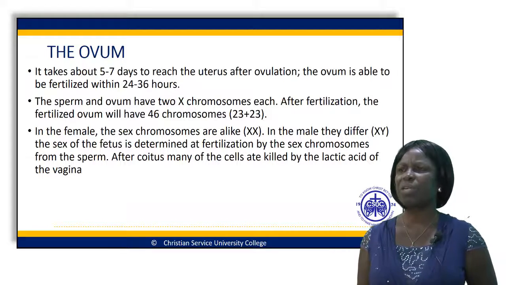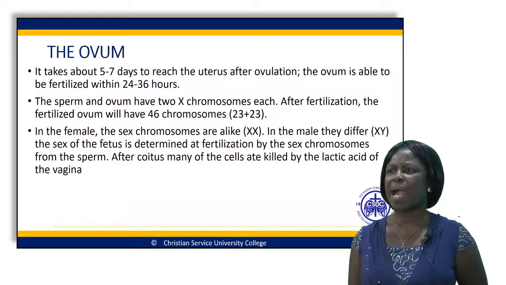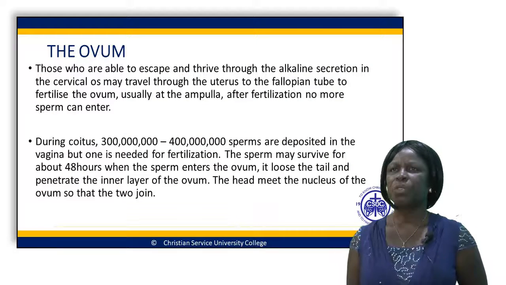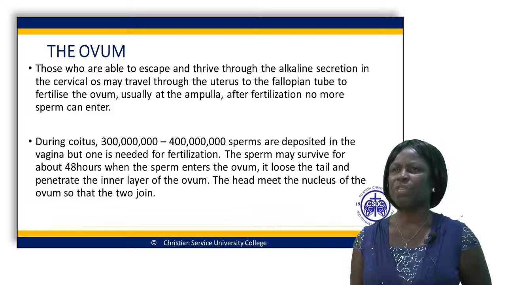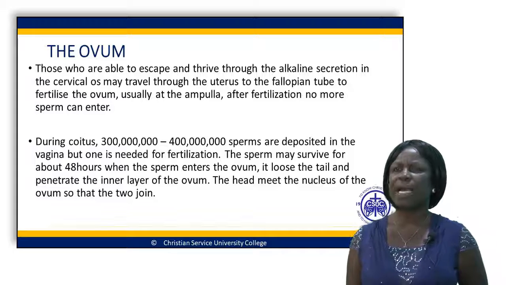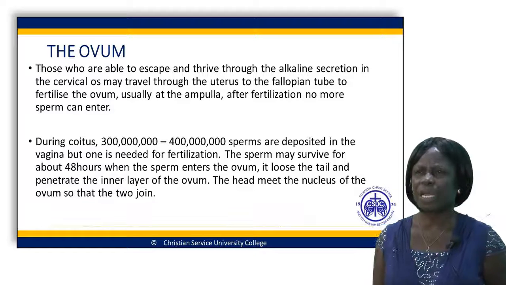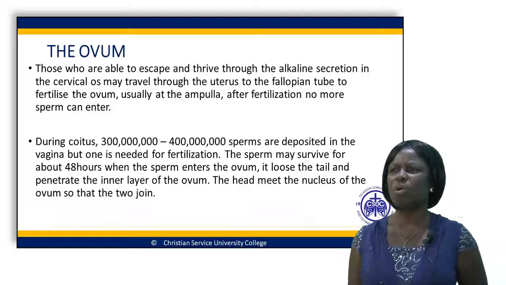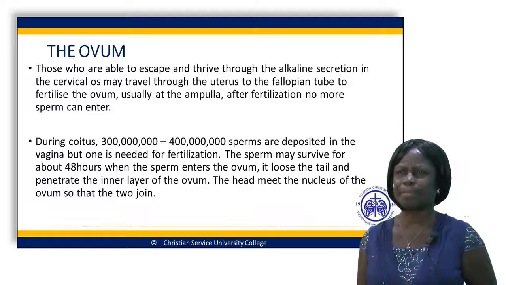After coitus, many of the cells are killed or destroyed by the lactic acid of the vagina. Those who are able to escape and thrive through the alkaline secretion in the cervical os may travel through the uterus to the fallopian tube to fertilize the ovum, usually at the ampulla. After fertilization, no more sperm can enter.